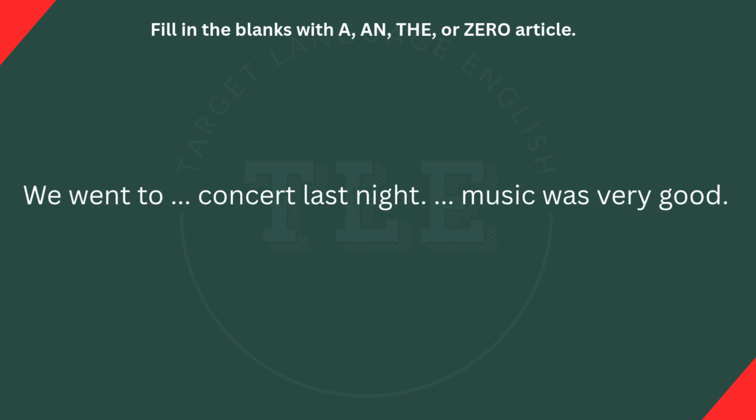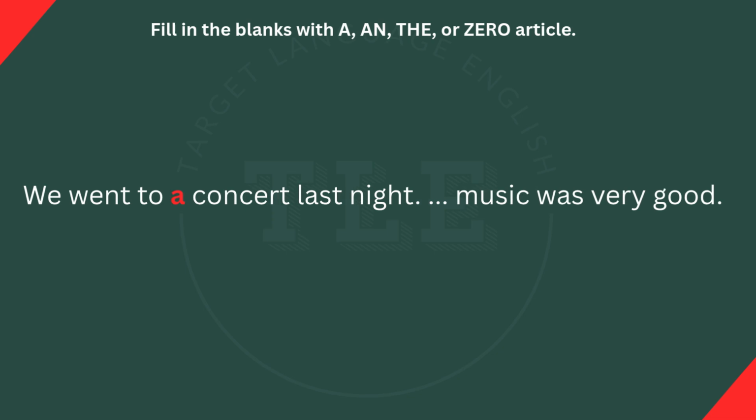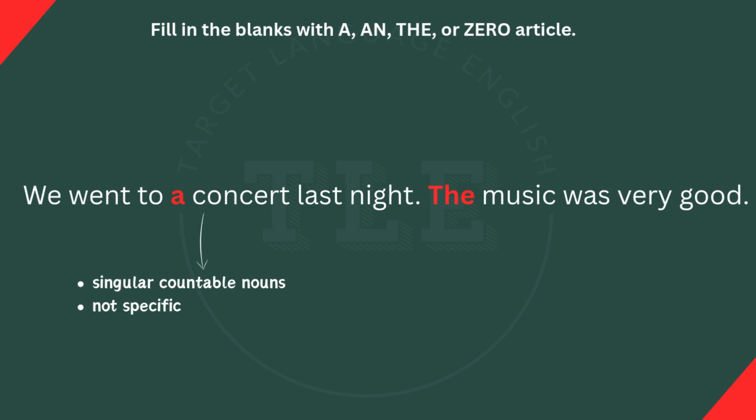Next example. We went to concert last night. Music was very good. We went to a concert last night. We use a because concert is a singular countable noun and we're not pointing to one specific already known concert, so it needs the indefinite article a. The music was very good.